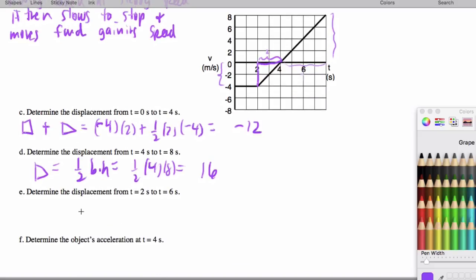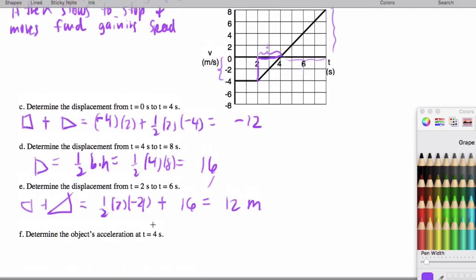And the displacement from 2 to 6 seconds, that's going to be the area of the little triangle plus the big triangle. And that ends up being 1/2 times 2 times -2, plus the 16 that we got up here. Did I have that right? No. 2 times -4 plus 16, so this ends up being an area of 12 meters, so it actually ends up going 12 meters forward.